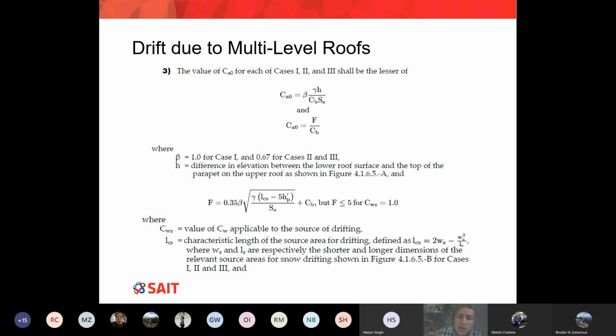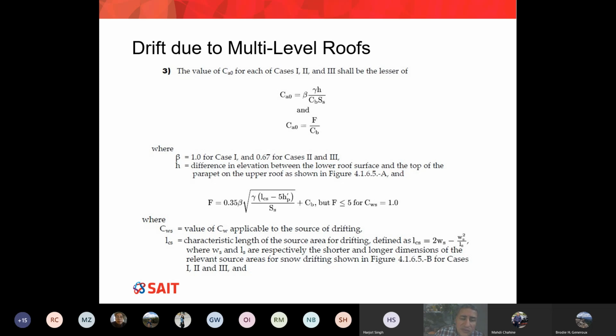Now, I know you will ask, what's beta or how much is beta? Here we go. Beta is equal to 1 for case 1, which is if the source is the upper roof, and is equal to 0.67 for case number 2 or case number 3, where the source of the accumulation is a portion of the lower roof. Okay?